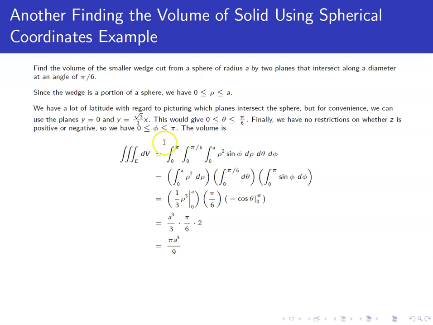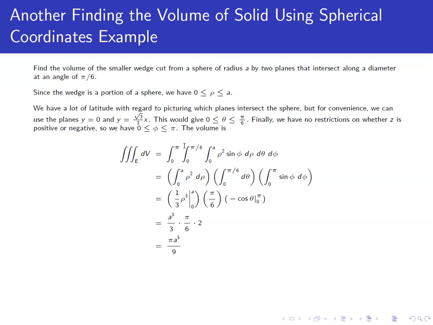So finally, when we want to find the volume using a triple integral, we can just do the triple integral over the solid of the differential of volume, dV. When we do this replacement in spherical coordinates again, we replace the differential with rho squared sine phi d rho d theta d phi. The rhos are going from 0 to a, the thetas are going from 0 to pi/6, and the phis are going from 0 to pi.